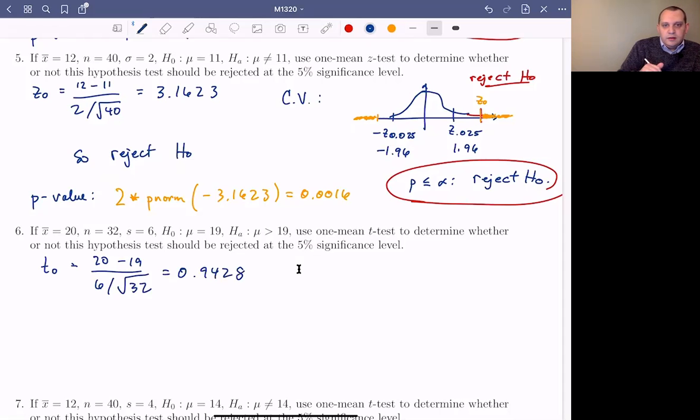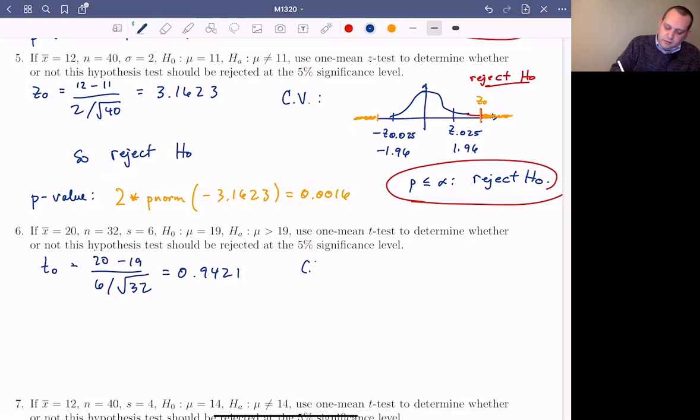That's going to turn out to be 0.9428. Okay, and so we could do the critical value approach or the p-value approach, whatever you want to do is fine. Let me try this one more time. I think it's 0.9421, not 0.9428. It's 0.94208, so 0.9421. It's not going to make too much of a difference here.